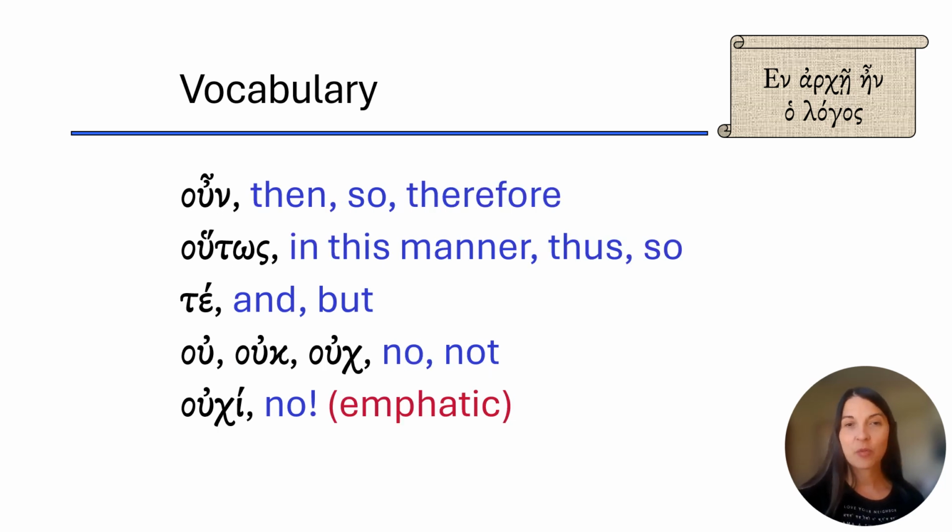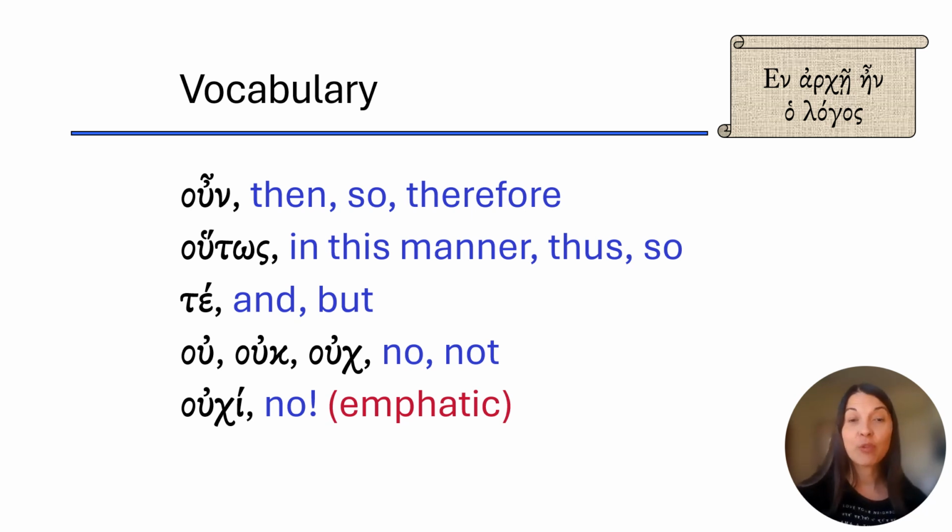Un, this is a word that means then, so, therefore. Hutos, even though that breathing mark is there on that second word, don't miss it. Hutos, in this manner, thus, so. Te means and, but. Ook, and ooks all mean no or not. This is similar to the way that we have the word a or an, depending on what the next word is. So ook, and ooks all mean no. This is a way to negate a verb.